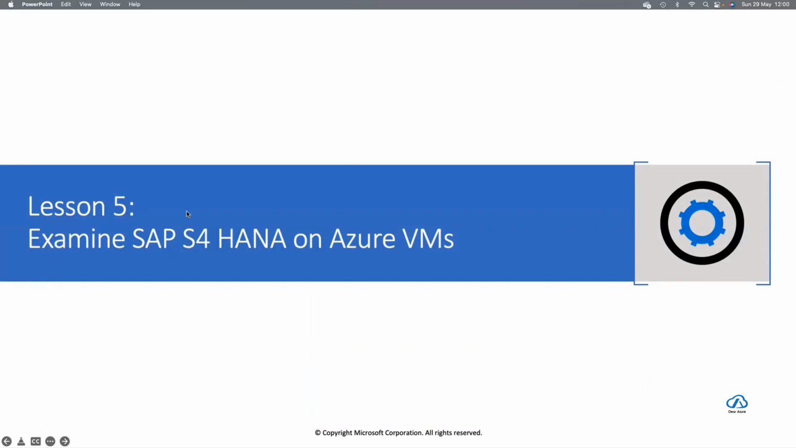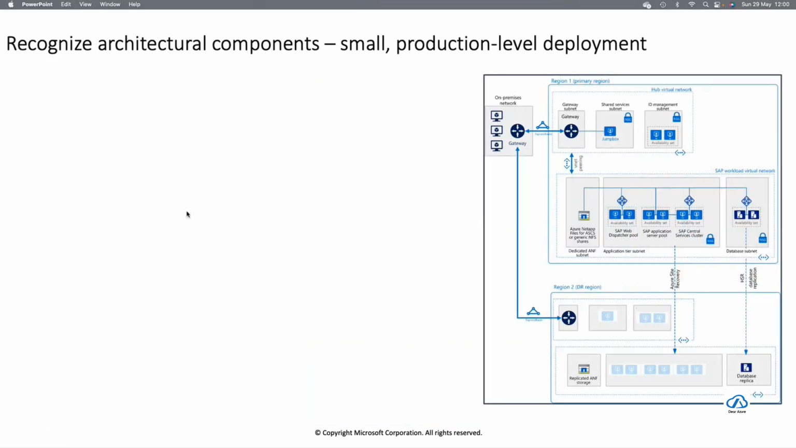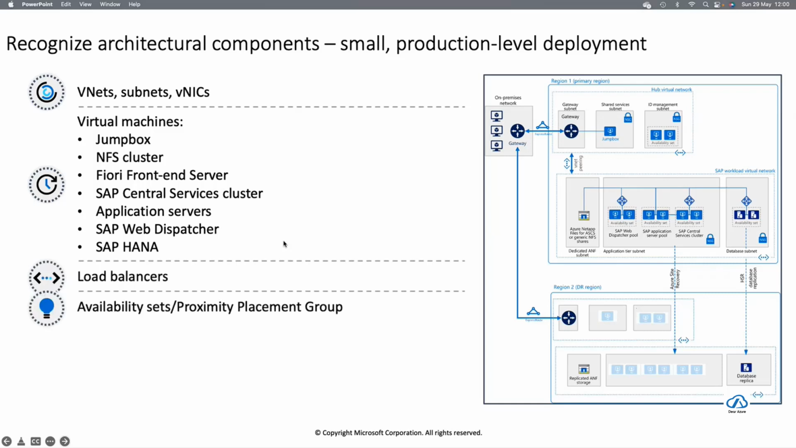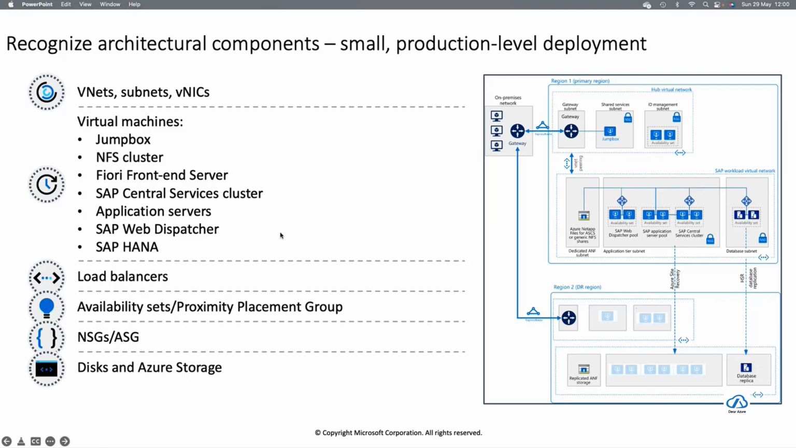Here is about examining S/4HANA. Again, this reference architecture defines a common production system. It puts up your VNet and all those things, but then you see we have the web dispatcher tool that we'll be using. We also have the application server pool and the SAP Central Services as well. So this architecture is deployed with VM sizes that can be changed to accommodate your organization's needs.